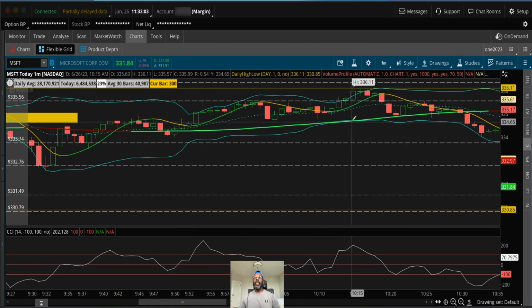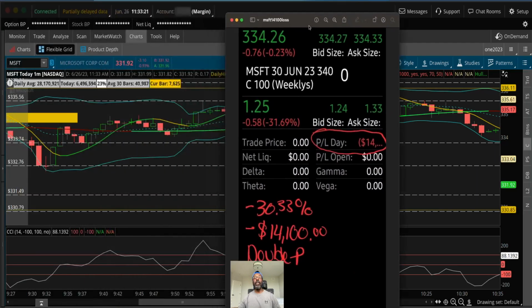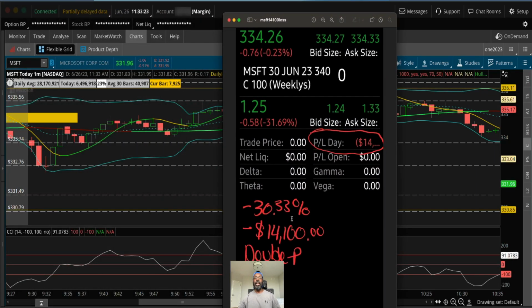So I was thinking, okay, we're going to be good, but it just didn't work out that way, because there's no volatility, there's no movement in the option. It wasn't a bad trade. It was a good trade, but I should have looked at the implied volatility, and the implied volatility would have told me what was going on. The implied volatility was basically dead. So this was a $14,100 loss, minus 30%, on the Microsoft trade there.